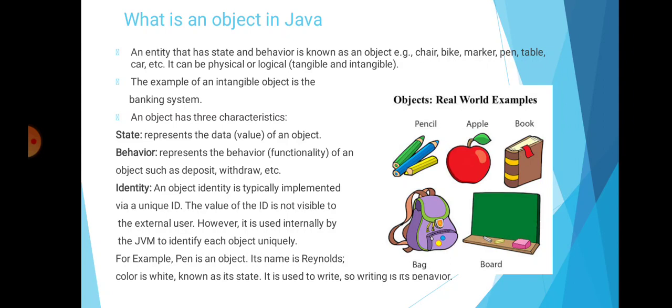For example, pen is an object. Its name is Renault and color is white, known as the state, and it is used to write, so writing is the behavior. Here are some examples of objects in real life, like pencil, apple, book, bag, board, etc.